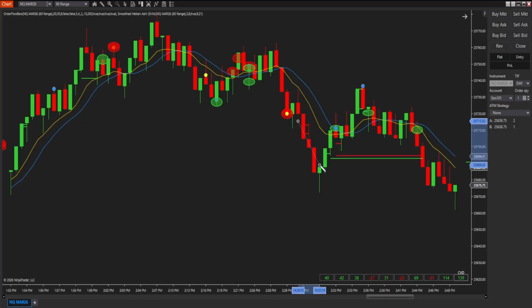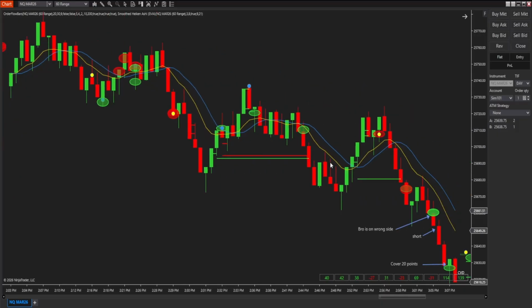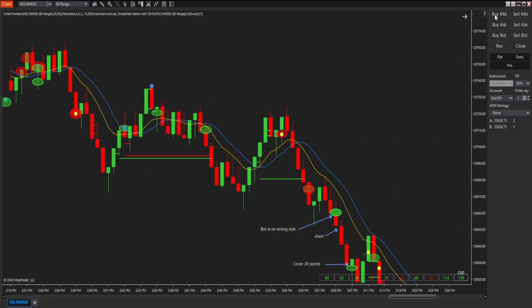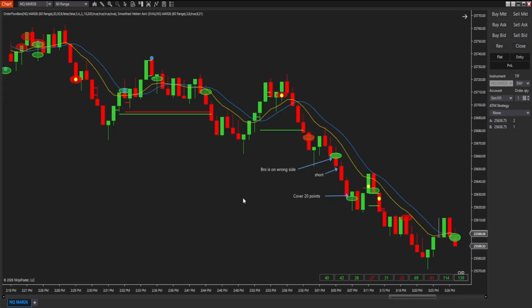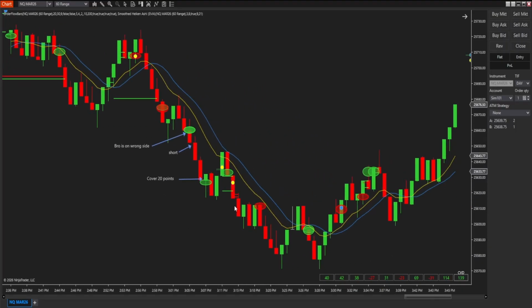And then we rode down, and then I took a 25-point trade because I got in here, and then once we started trading up, we broke that high on the 60 range bar. I went on ahead and got out. So that's how I use this order flow indicator.